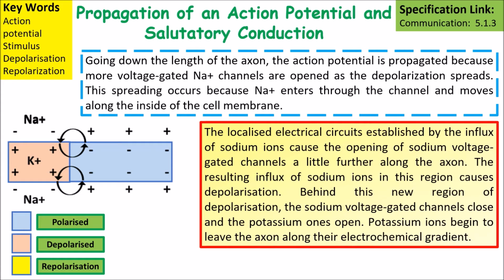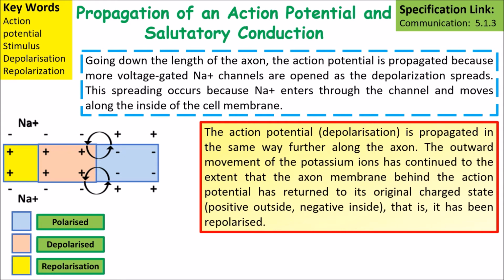The localized electrical circuits established by the influx of sodium ions cause the opening of sodium voltage-gated channels a little further along the axon. The resulting influx of sodium ions in this region causes depolarization. Behind this new region of depolarization, the sodium voltage-gated channels close and the potassium ones open up. So potassium ions begin to leave the axon along their electrochemical gradient. The action potential is propagated in the same way further along the axon.